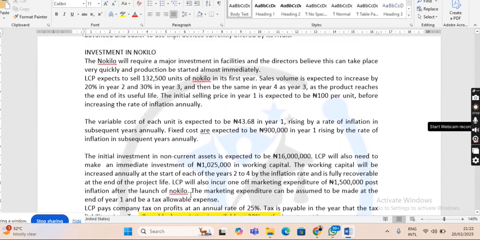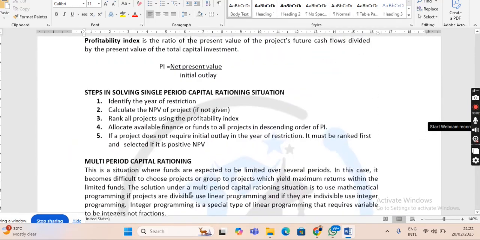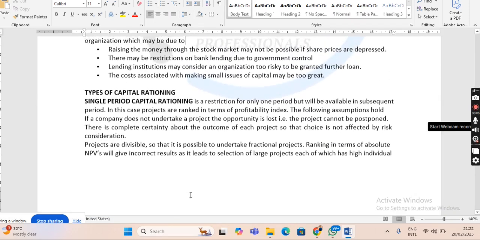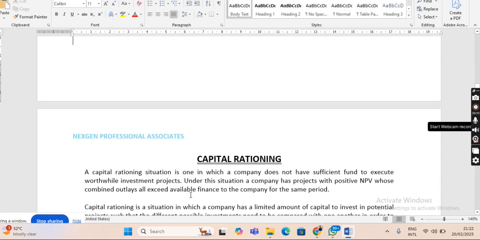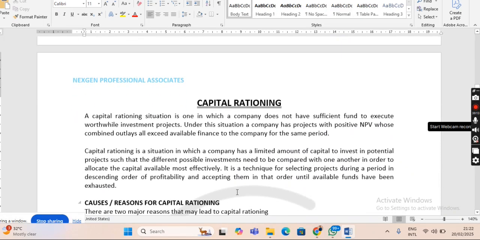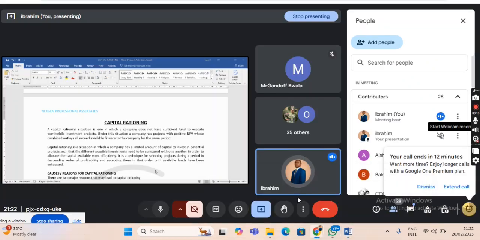I'll explain it. Capital rationing means that you want to engage in a project and you don't have enough funds to execute that project. Class, capital rationing is a situation in which a company does not have sufficient funds to execute worthwhile investments, most especially projects that are viable.